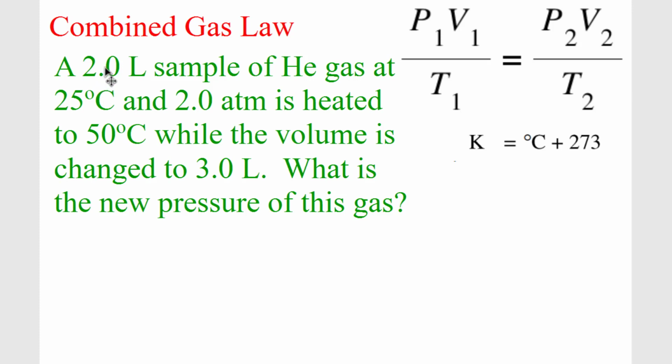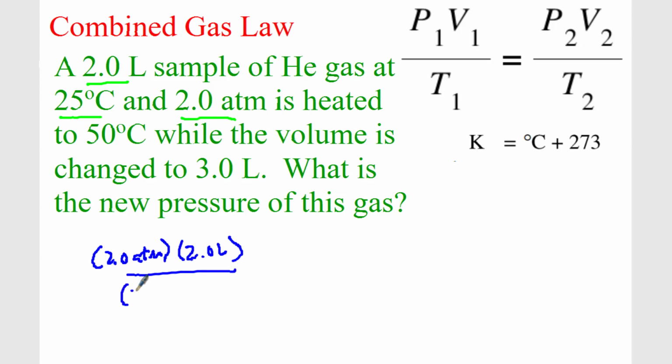You can see here in this problem, we have a 2-liter sample, that's our volume, of helium gas at 25 degrees Celsius and 2 atmospheres that is heated. So that's my initial. So we have 2 liters, 25 degrees Celsius, and 2 atmospheres. And those are going to be my initial values. And so my P1 is going to be 2.0 atmospheres. My V1 is 2.0 liters. And my T1 is going to be 25 degrees Celsius plus 273, or 298 Kelvin on the bottom. We have to always put it in absolute temperature.